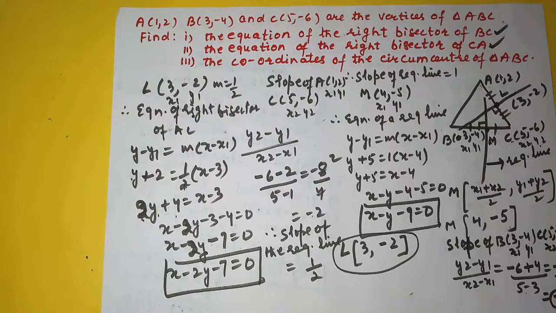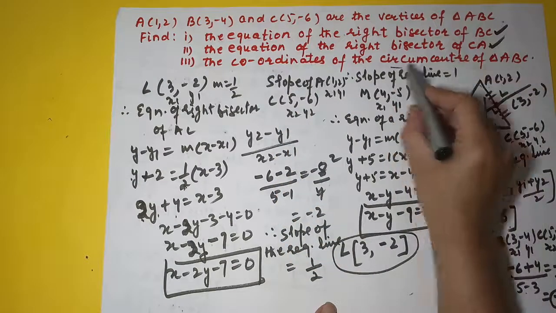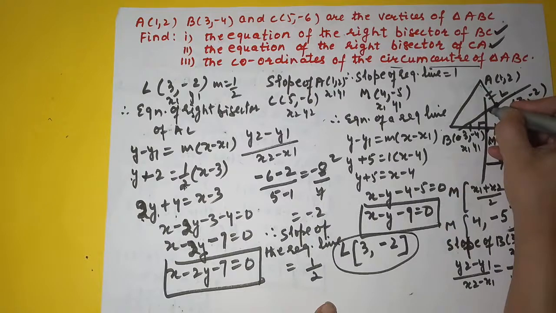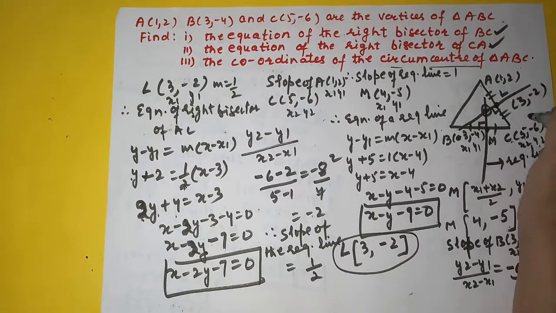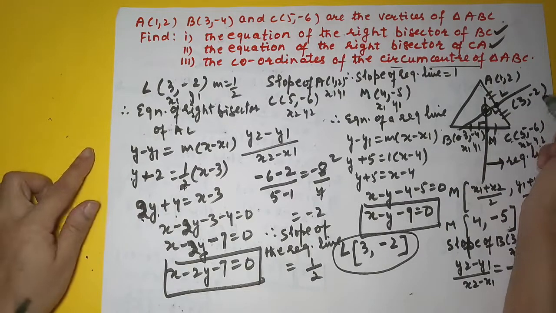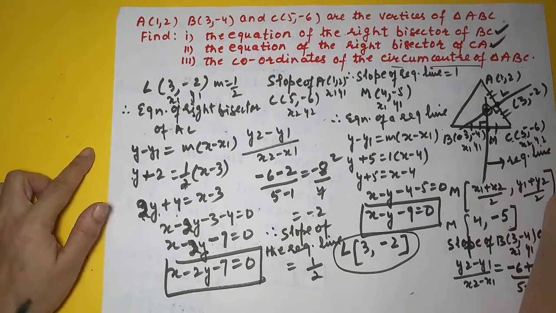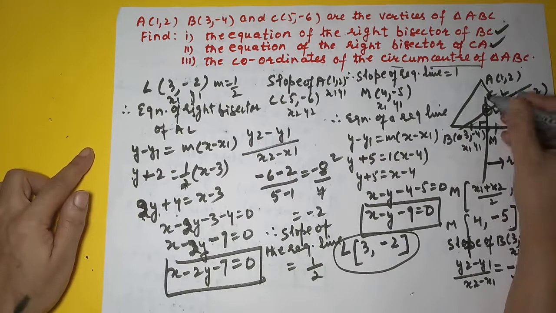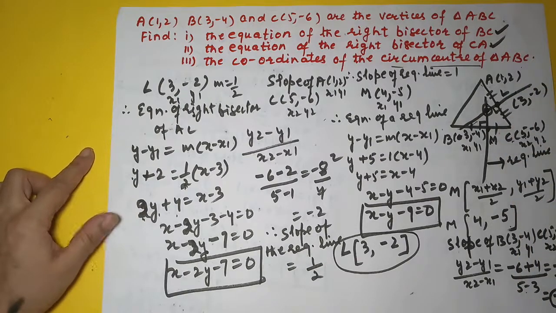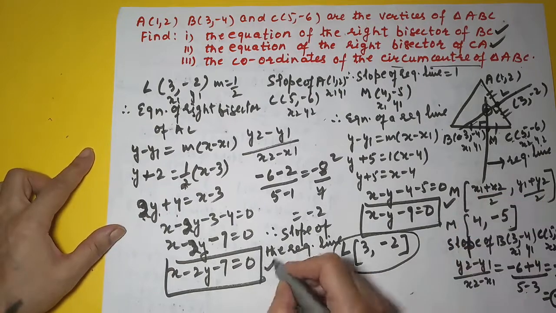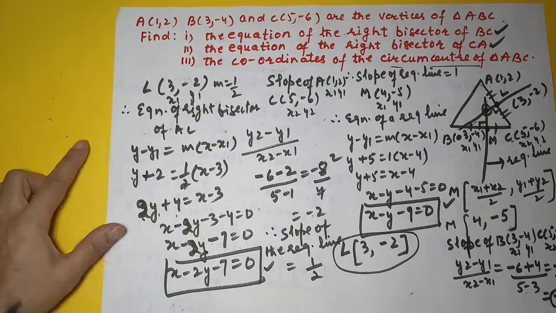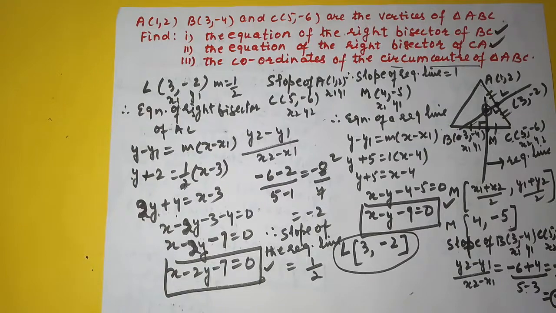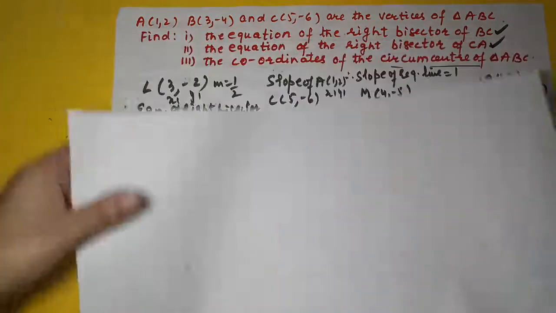Now he wants us to find the coordinates of the circumcenter of triangle ABC. So what is a circumcenter? Circumcenter is the point where all the right bisectors meet, right? So that is the point of intersection of these two lines, right? Now we have the equations of these two lines. One is this, another is this. We can solve these two equations simultaneously to get the values of x and y. Fine. So let's write these equations.